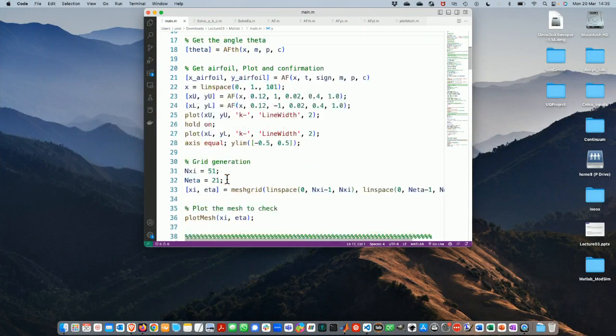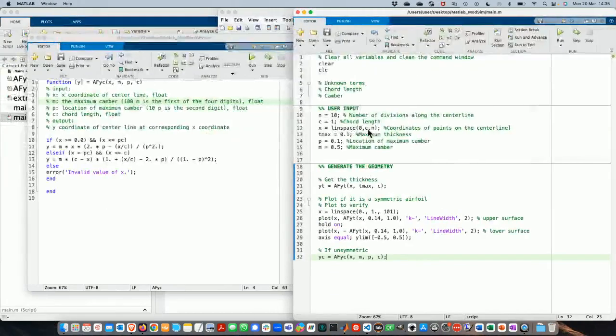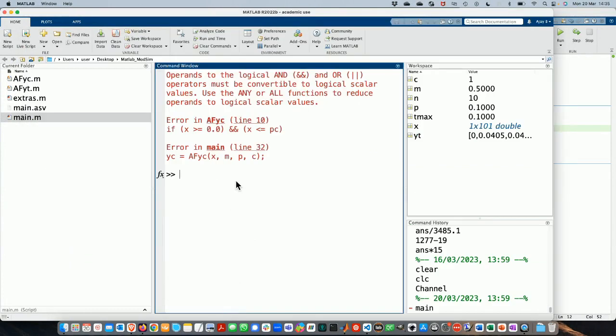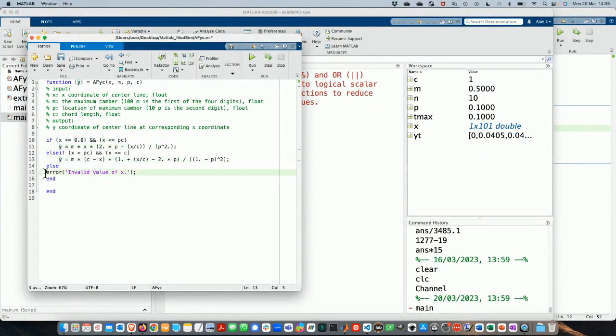I'm going to copy a few more things, but, okay, no. Okay, that seems to be some error in there. Okay, let's see. Can somebody spot the error for me here? Okay, so let's leave that there.